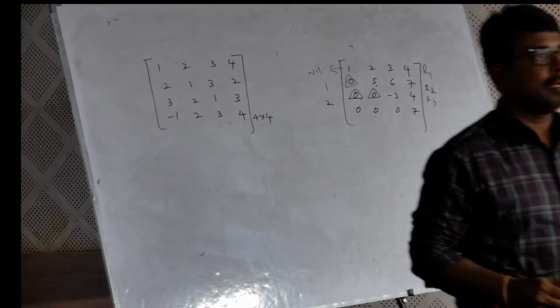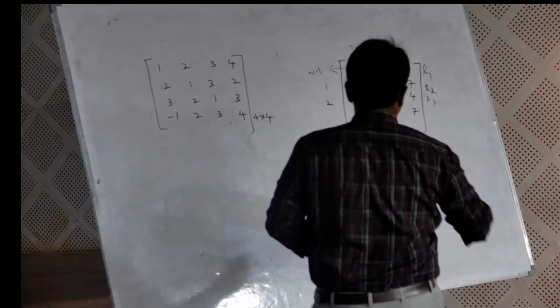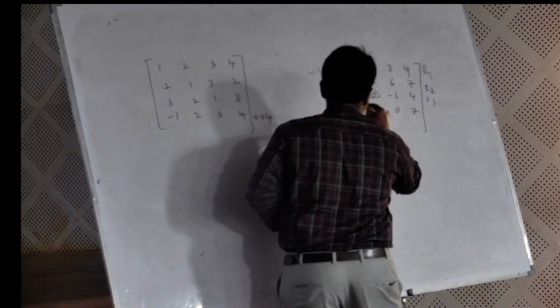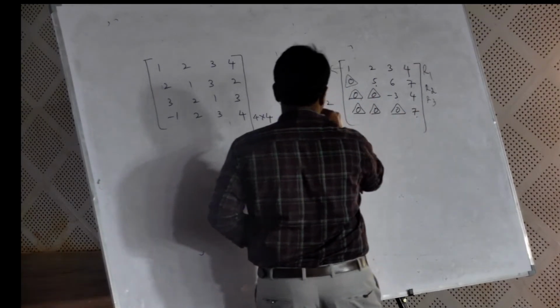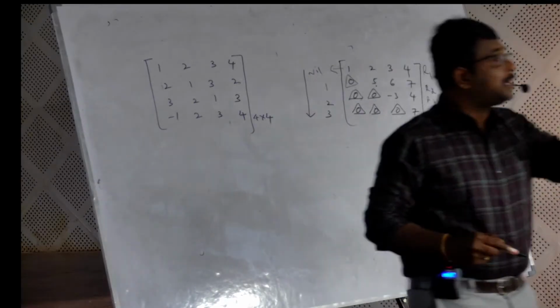Fine. Similarly, before 7, how many zeros? The number of zeros are increasing.